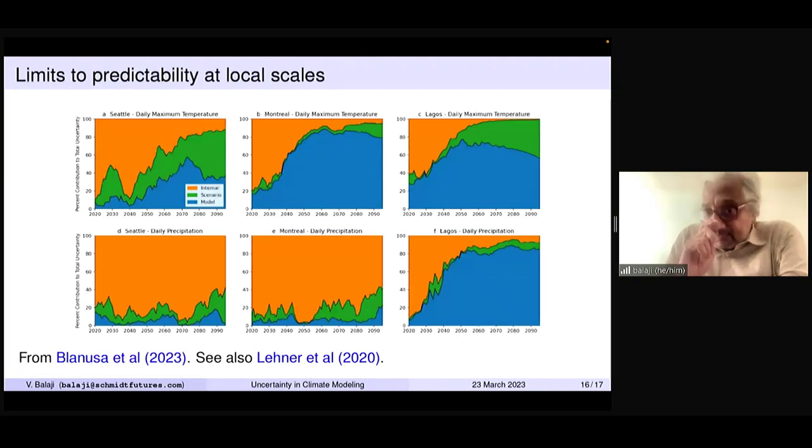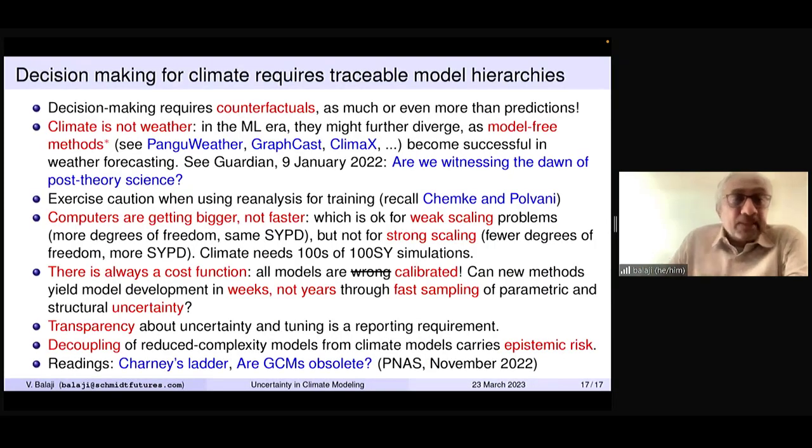This is another version of the Hawkins and Sutton paper, written by a former intern of mine, Mackenzie Blanusa. Lena was also referred to in the previous two talks. This is for local scale, instead of a global measure: you're looking at the different contributions of uncertainty at local scale in Seattle, Montreal, and Lagos. Depending on where you are, model uncertainty may be important or internal variability might dominate. So there are limits to predictability at local scales that we need to keep in mind.